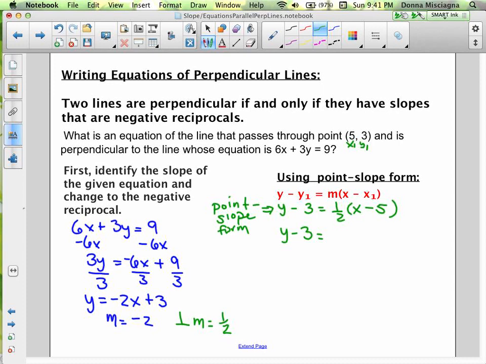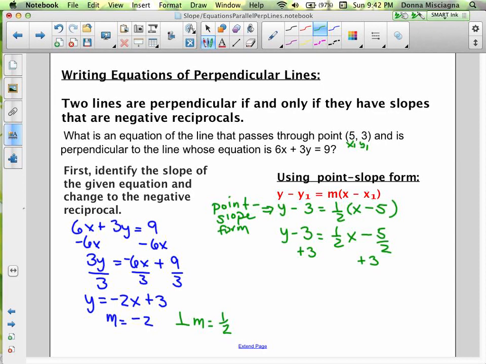So we have y minus 3 equals, and to rewrite this, we have to distribute the 1/2. 1/2 times x is 1/2 x. 1/2 times negative 5 is going to be negative 5/2. And now all we have to do is add 3 to both sides. However, we need to make sure we have a common denominator, because we're going to be adding 3 to negative 5/2.